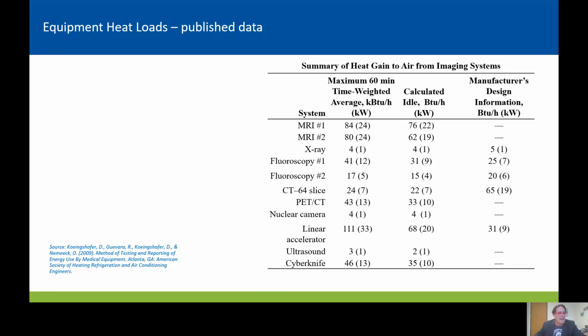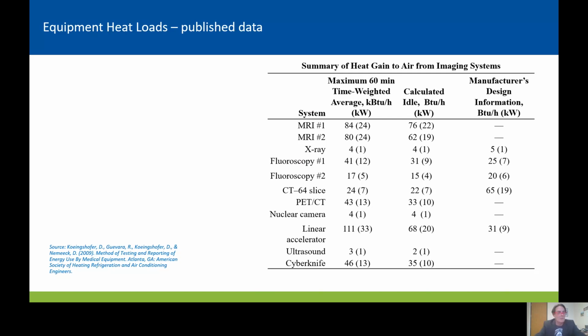We had a 2009 ASHRAE research project by Dan Koengsfer to put together data on peak loads and standby loads. This is the results table out of that research project. I believe this is also what you'll find in the ASHRAE handbook at this point. I want to point out the magnitude of these numbers. For MRIs, we're looking at a 1 hour peak of 80 to 85,000 BTU, standby at 70,000 BTU. Linear accelerators are even higher. The CT scanners and CyberKnife numbers are around 45,000 BTU peak and 35,000 BTU idle. Those are pretty big numbers.